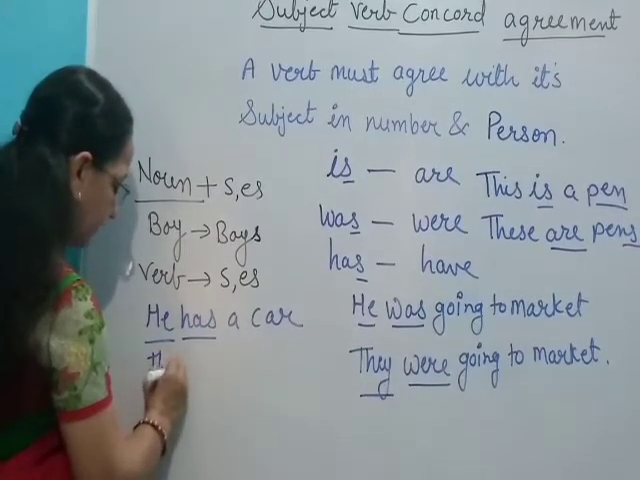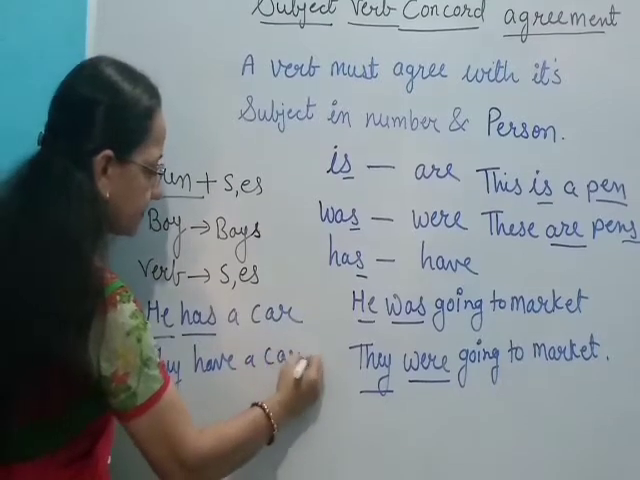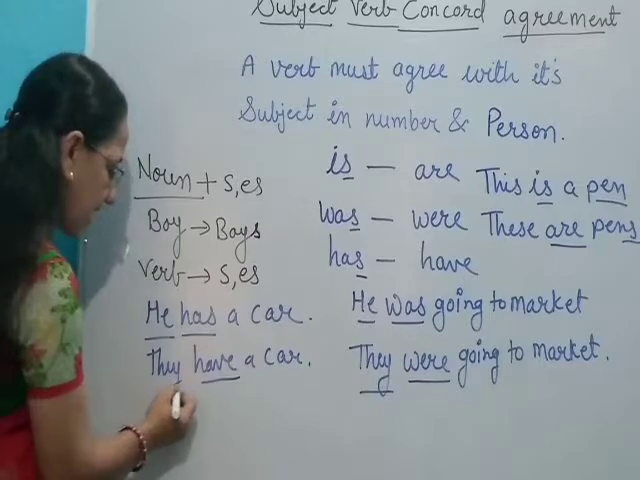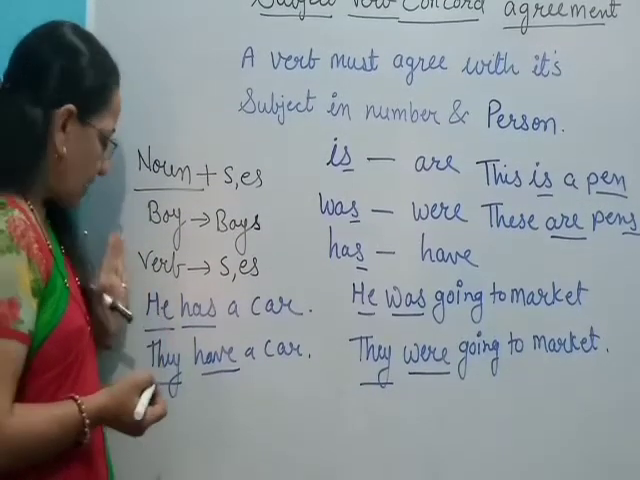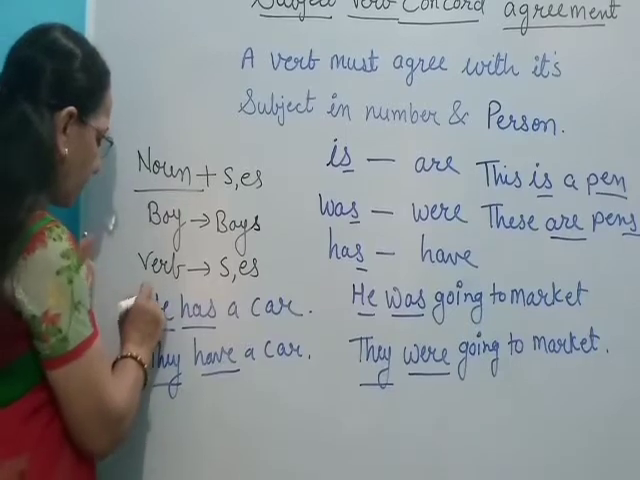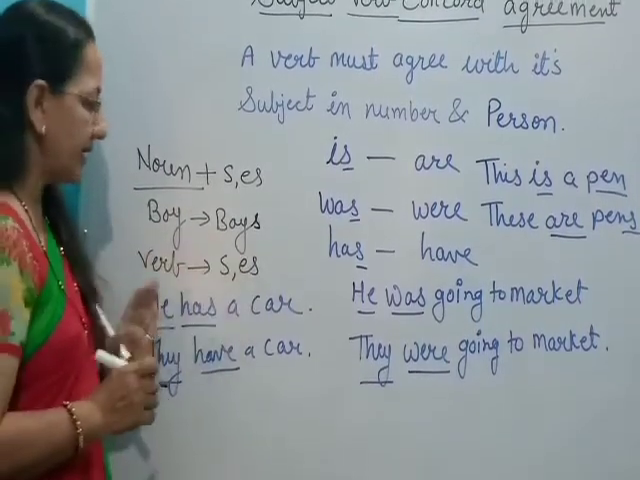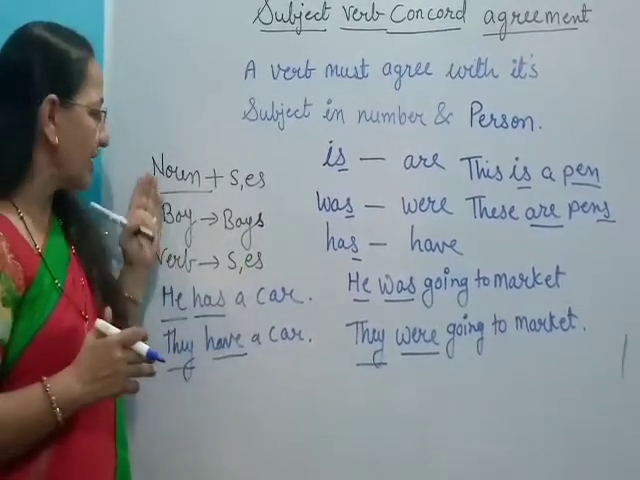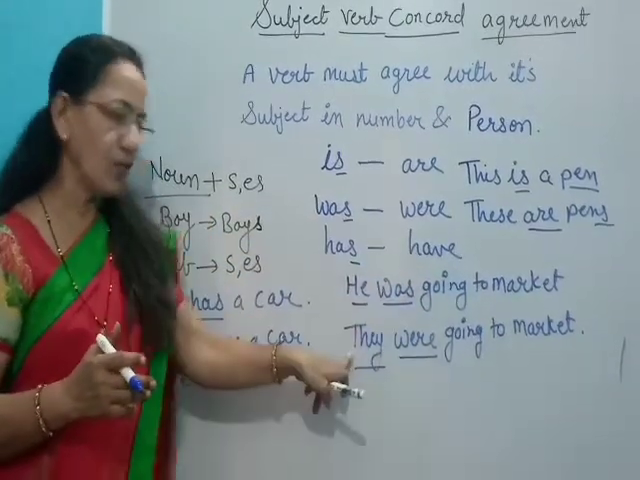And they have a car. I think now you understood how the verbs are applied according to the subject in its number and person. For a name also we should use these singular verbs with all the sentences. Now I think you understood the concept that a singular subject carries a singular verb and a plural subject carries a plural verb.